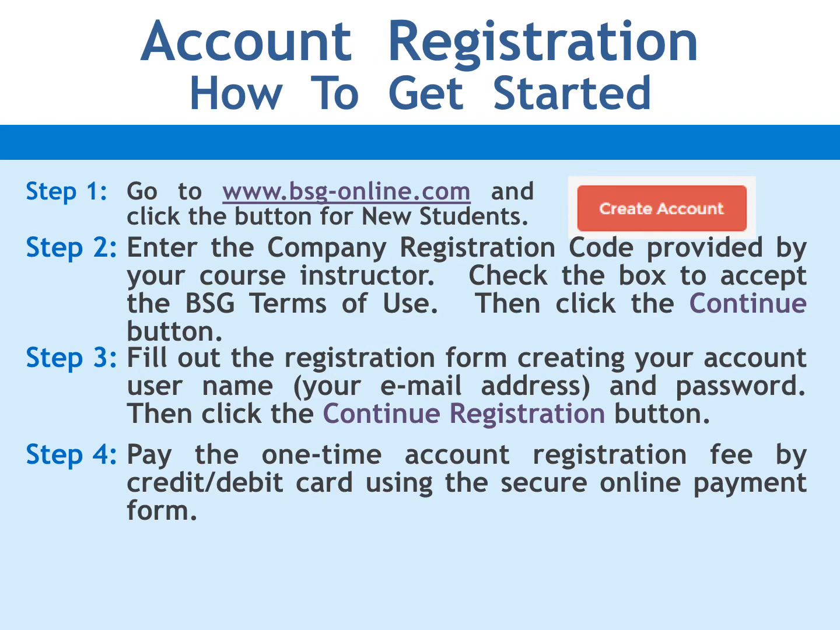Okay, here's how you get started. There's the website. I will provide the company registration code for you. All you have to do is go ahead and create an account and then pay the one-time registration fee, which I think is $44.95. And I hope I can offset that by not requiring a textbook that you have to pay for. And no other proctoring fees or anything like that. So this is the only additional fee that you will have to pay for this course.